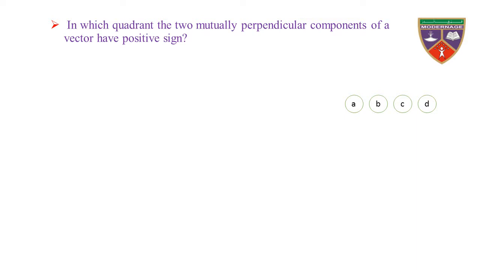In which quadrant the two mutually perpendicular components of a vector have positive sign?